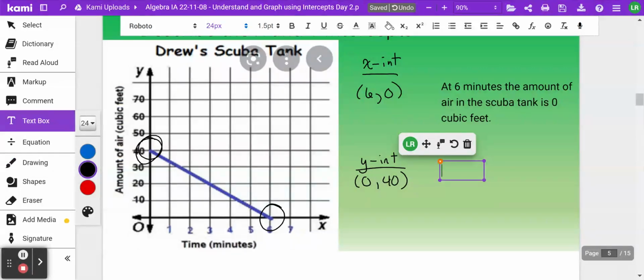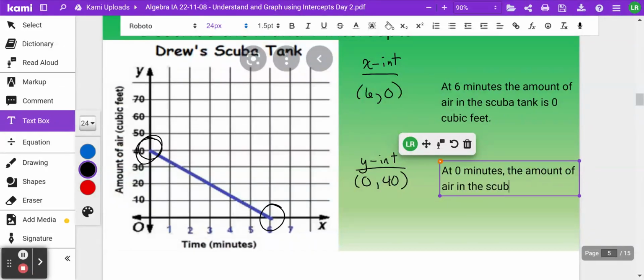The only thing that's going to change is our number. So we would say at 0 minutes, the amount of air in the scuba tank. Oh, it's not Scuba Steve, it's Scuba Drew. Scuba tank is 40 cubic feet.